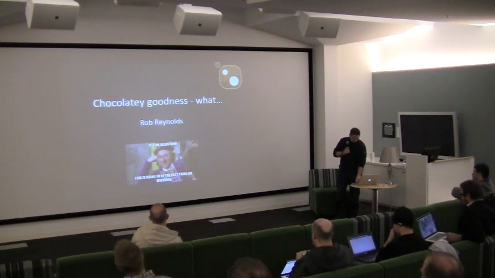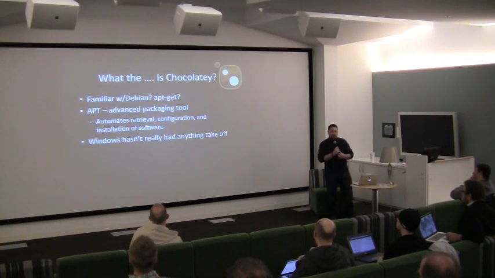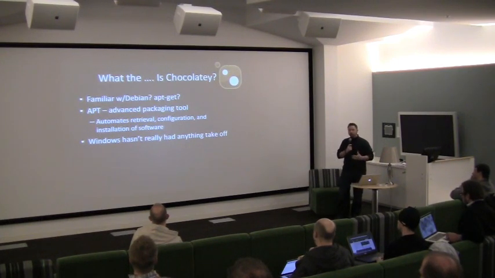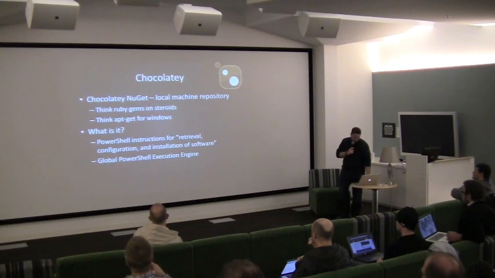Windows hasn't really had anything take off yet. For those of you that aren't familiar with apt-get or Homebrew, it's a really fast way to install things on your machine. So if you do find yourself in Windows, you have Chocolatey, and Chocolatey can install, configure, and completely set up your machine.